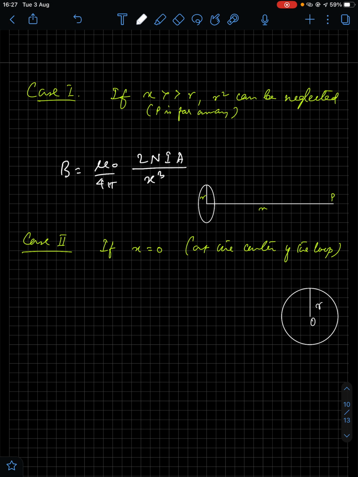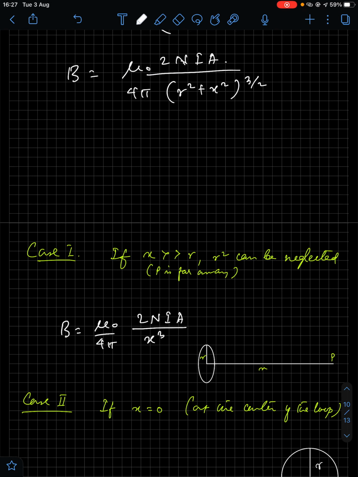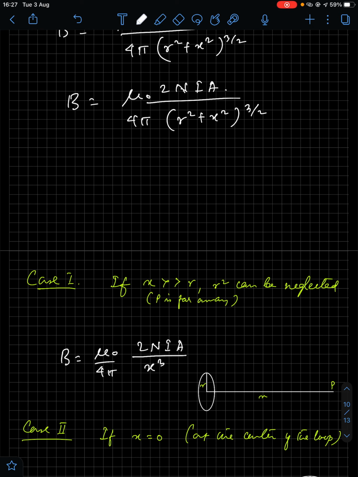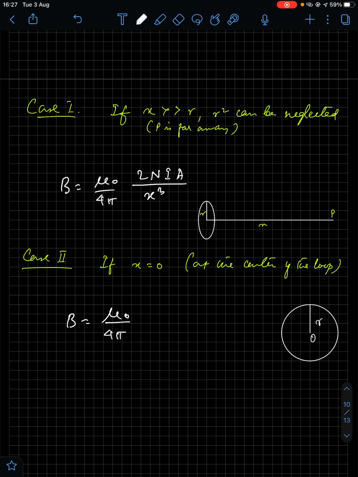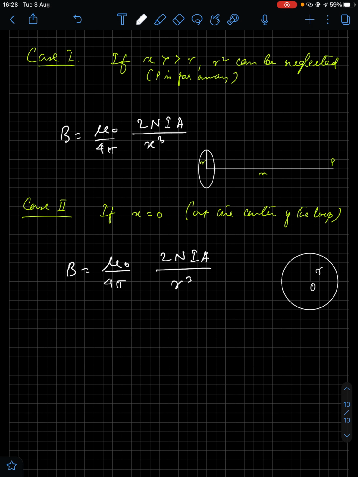The second one is if x equal to 0, then the point P comes at the center of the loop, isn't it? So x equal to 0, that means you are putting this quantity as 0, so you get 4 pi r cube in the denominator. So we write down the relation as B equal to mu naught by 4 pi, twice NIA divided by r cube.